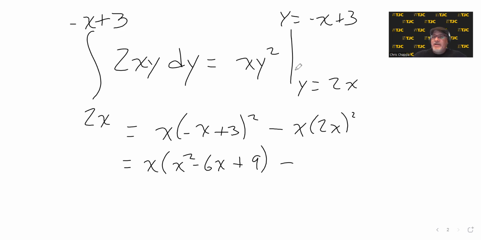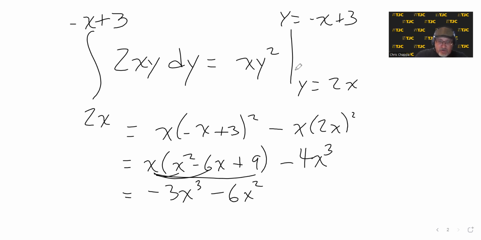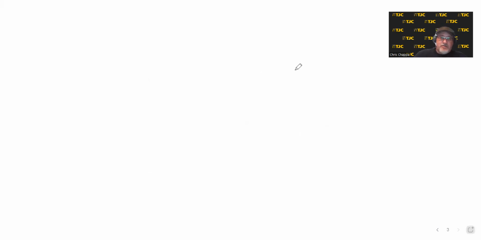If we simplify the right side of the subtraction, squaring 2 and squaring x gives 4x squared, times another x is 4x cubed. Gathering the like terms, we have another x cubed term here: x cubed minus 4x cubed is negative 3x cubed. Continuing the distribution of the x, we get negative 6x squared plus 9x. We'll integrate that from 0 to 1.